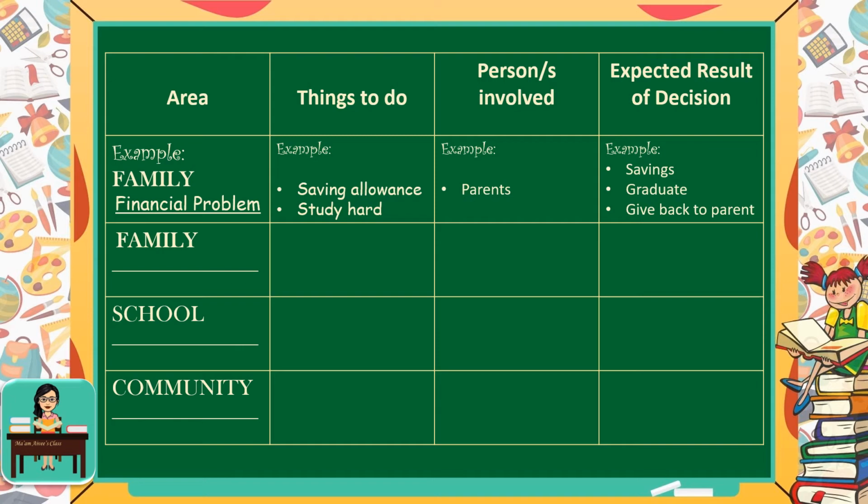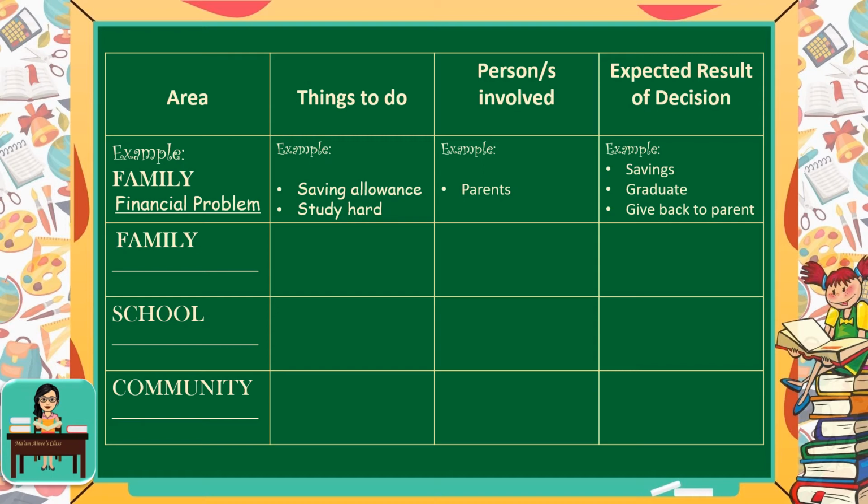In the family area, for example, your problem is a financial problem, lack of money. So what are you going to do with that problem? You will save your allowance, and still you're going to study hard. Who are the persons involved? Who will help you to study hard? Who will help you to save your allowance? Okay, your parents. And what will happen in the future?